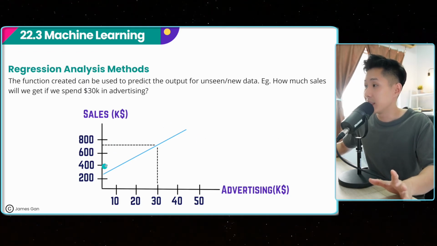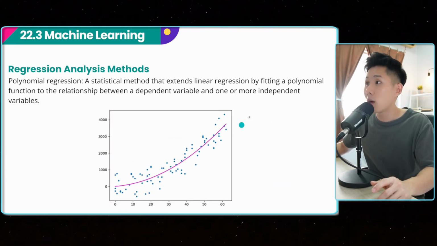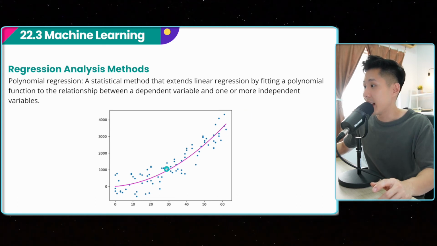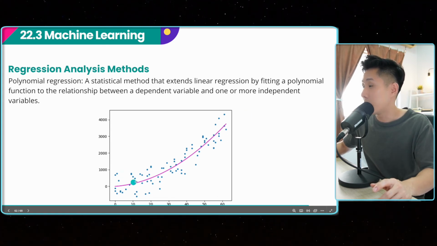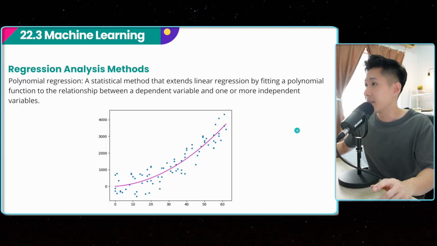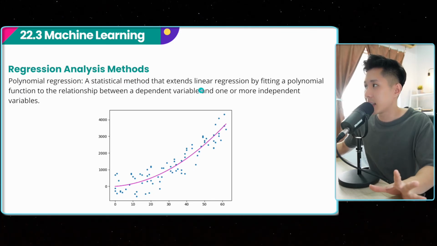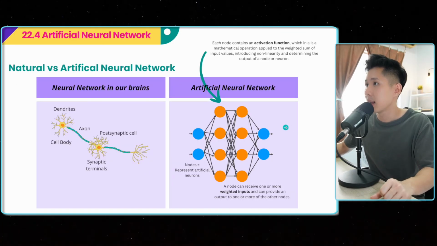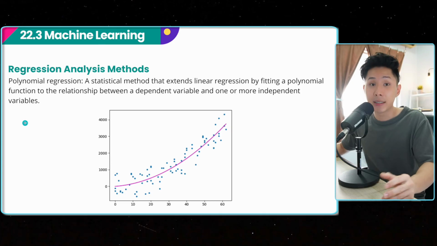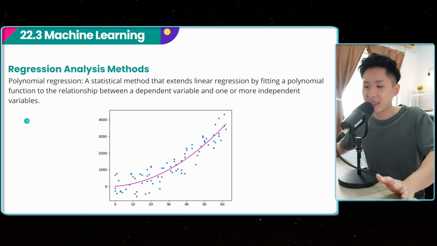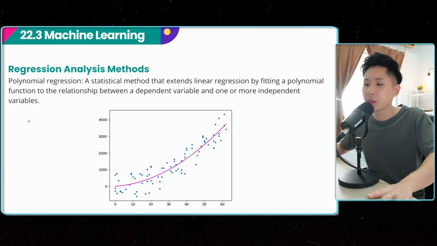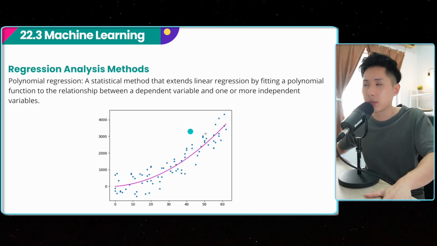And because it uses linear graph, we can also have polynomial regression. And that's when you can see the data follow a polynomial pattern, a quadratic graph. And then, yeah, it's an extension. It's a statistical method that extends linear regression. Now that's machine learning and some of the techniques they use. You will certainly learn more techniques when you join a computer science degree.